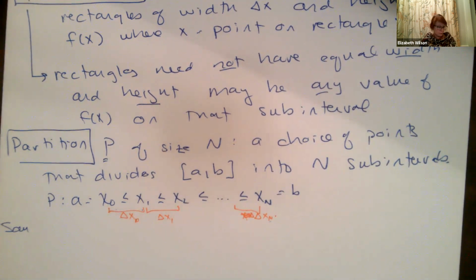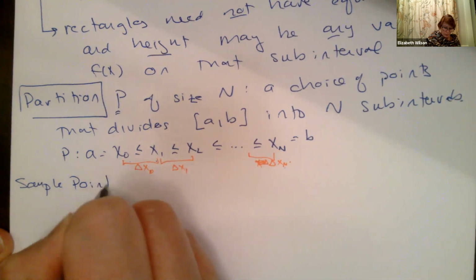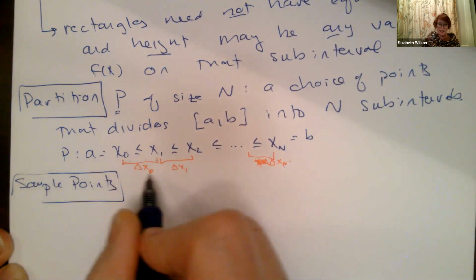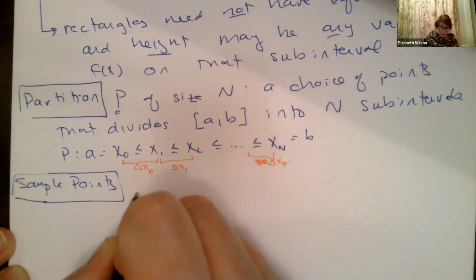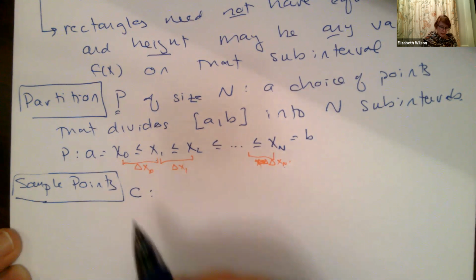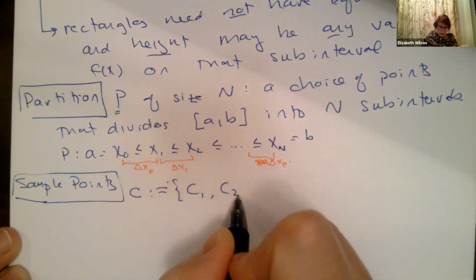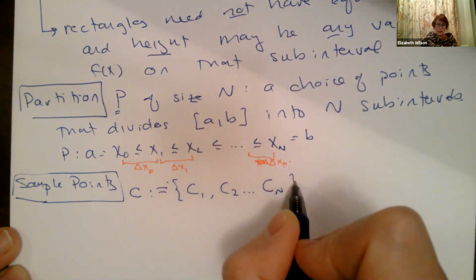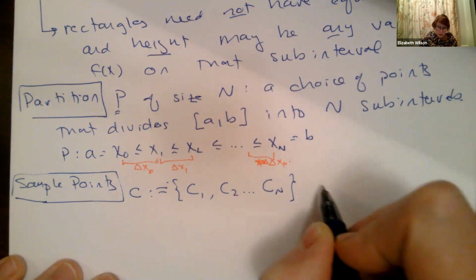Okay, so our sample points. Don't worry if you can't read my delta x writing, we're going to actually do it out so you'll see it. Our sample points, C, are going to be defined C1, C2, so on and so forth, C sub n. These are x values that I'm taking within that delta x. I'm going to plug them into my function and get a height.